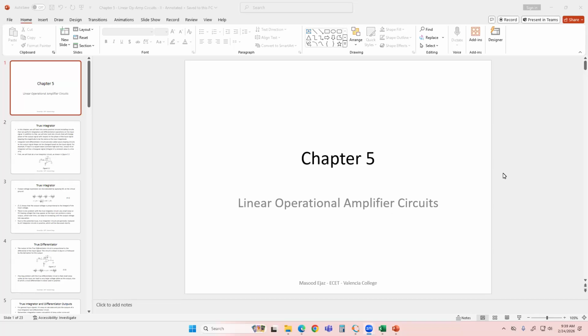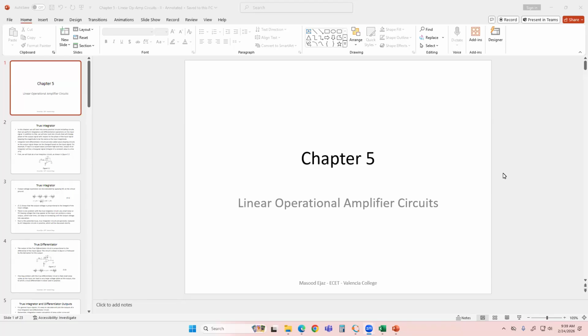So in chapter number 5, as I mentioned, we will be covering 3 different types of circuits. We will be covering integrator circuits that calculate the area under the curve. We will be covering, of course, differentiator circuits that take the slope of your input, and that is your output, the slope of the input.